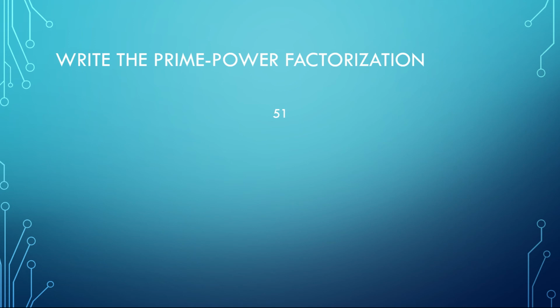Starting with this one, 51. As you do these examples, start with the first prime number, 2. Is this number divisible by 2? No, because it's not even. Is this number divisible by 3? The answer is yes, because if you add the digits, 5 plus 1, you get 6, and that number is divisible by 3.